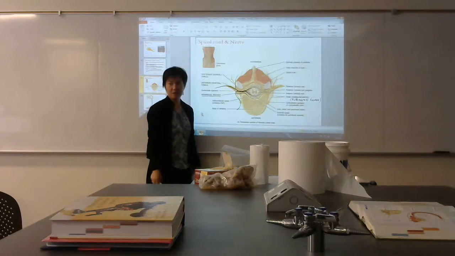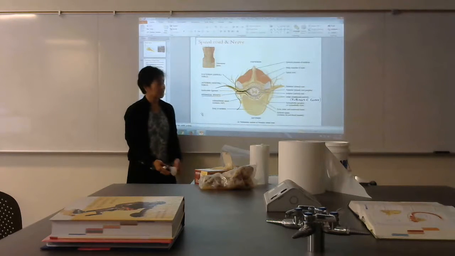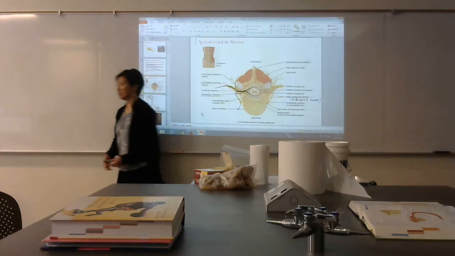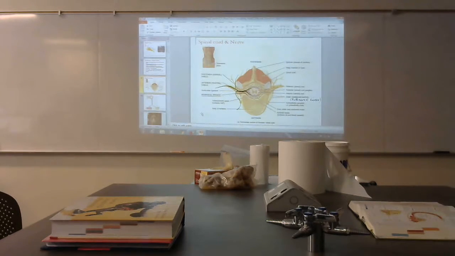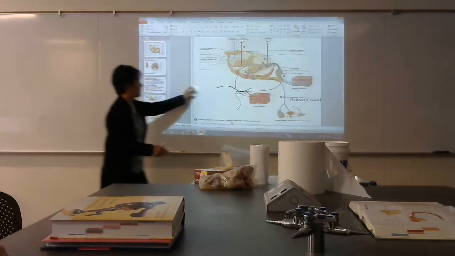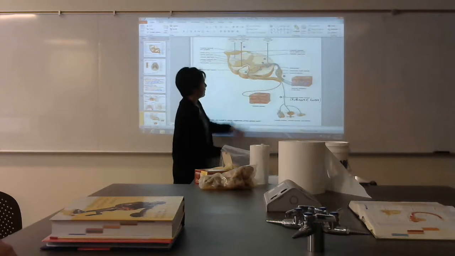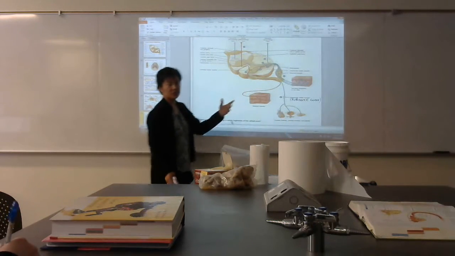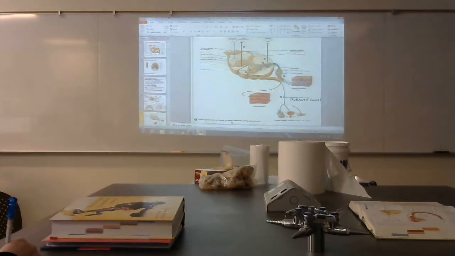You understand the difference between root and ramus? Where's the root exactly? The root is the one that's attached to the spinal cord. So I'm going to go to this picture over here. Like this one. This is the root. This is the ramus. Okay? Root, ramus. I think I have another slide over here.